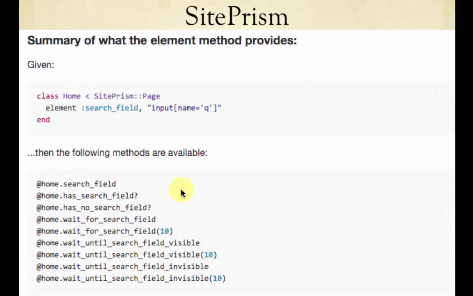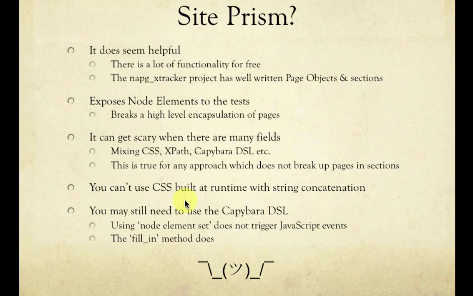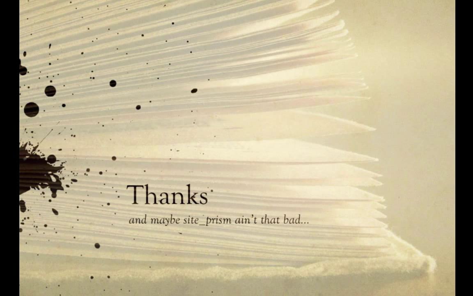And I think that is what I say. You may still need to use the Capybara API or DSL. And like I said before, especially for set, that doesn't fire off JavaScript events, not always. But yeah, it's pretty good. The shruggy, use it if you want. And that's that. Where's the code?